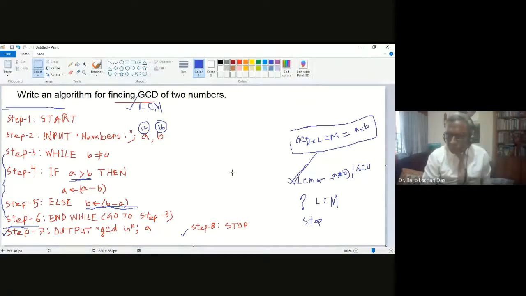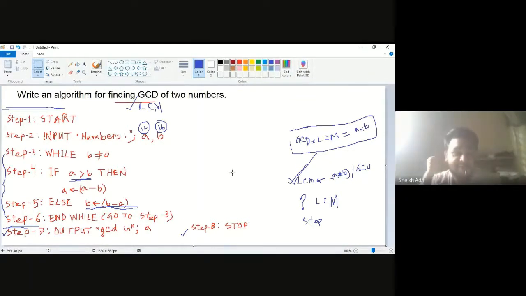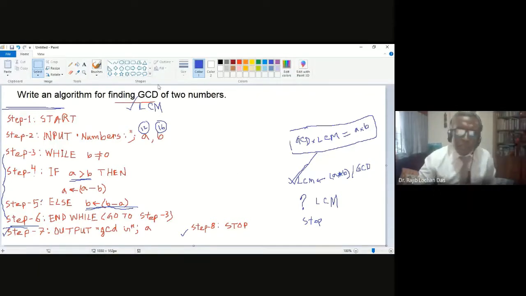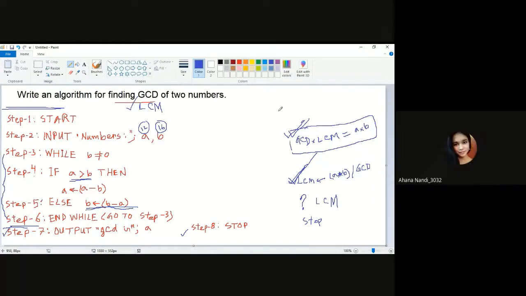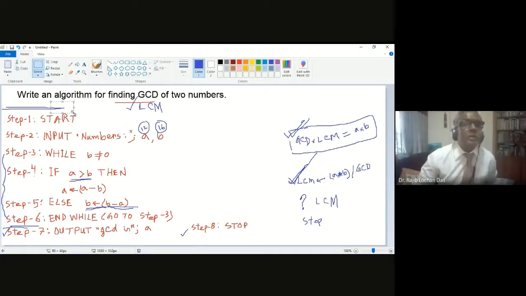Okay, so LCM formula, the formula is correct. There is no problem with the formula. This line is correct. Printing, stop, everything is correct. Yes, sir, I think before the while loop, we need to store that A into B in a variable. Then we need to divide it. What is your name? Ahona Nandi. Ahona Nandi is correct.